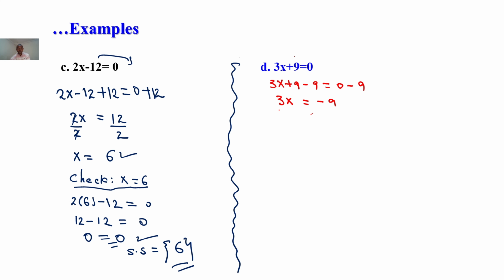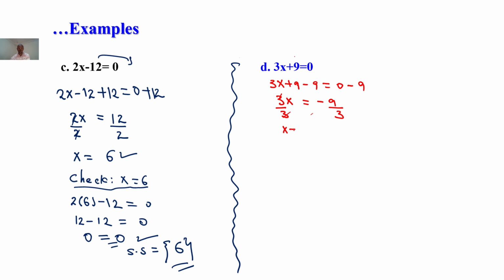This means 3 times the unknown variable x is equal to negative 9. What is the value of x? To find the value of x, divide both sides by 3. We cancel this 3 by 3, so it is 1. 1 times x is what?